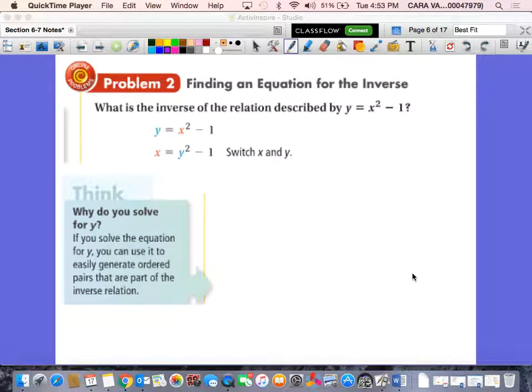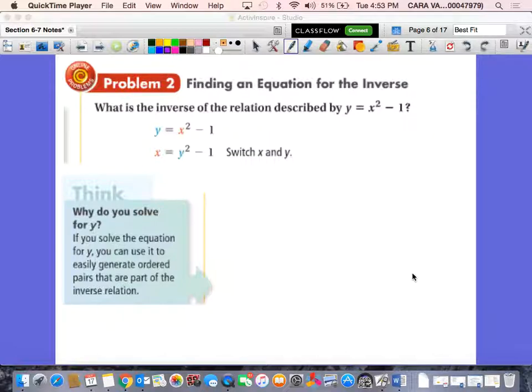Part of inverses. Here we go. Problem number 2. We're now looking at the equation part of inverses. So we're moving away from the graphing for a second. We're moving away from the tables. We're talking about how to find the equation relating to the inverse.